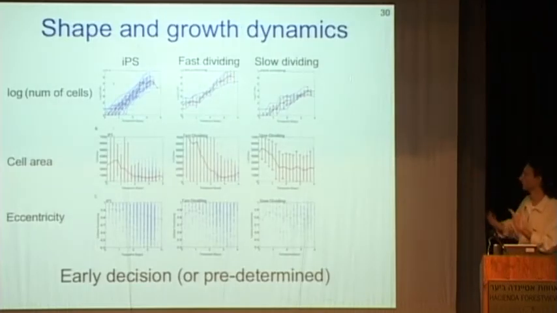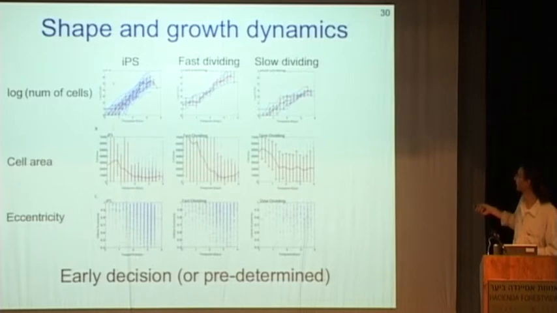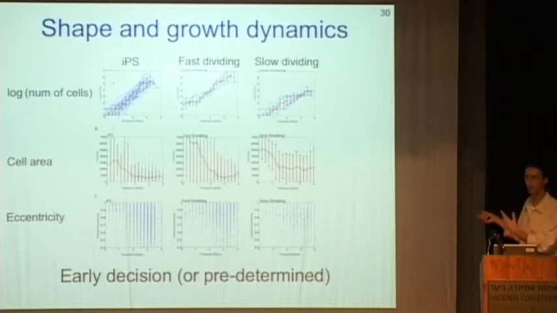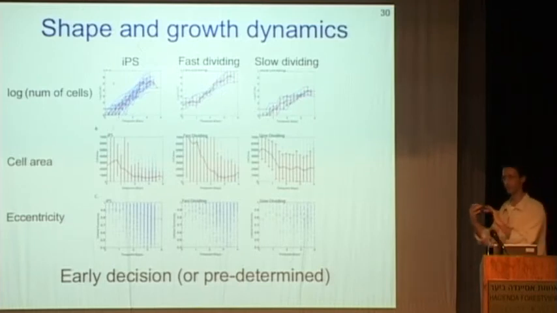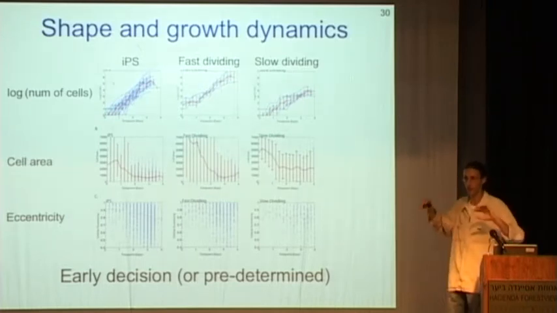And again, we use image analysis and some computation, and we can define different behaviors. The geniuses, the ones that do the correct work, the ones that just fast divide, like cancer cells, the ones that slow divide. And these are the columns here, and each row is a certain thing that we measure. For example, growth rates, log number of cells, the cell area over time, the eccentricity of the cell, how round it is or how elongated it is.